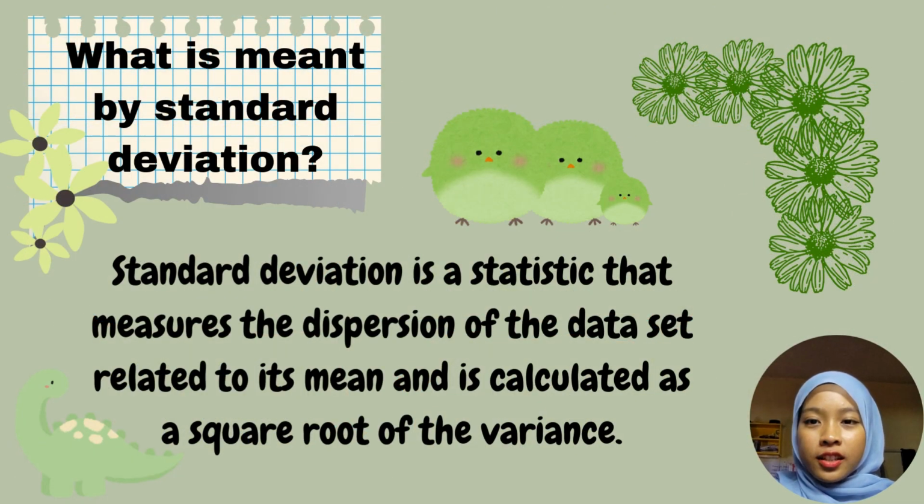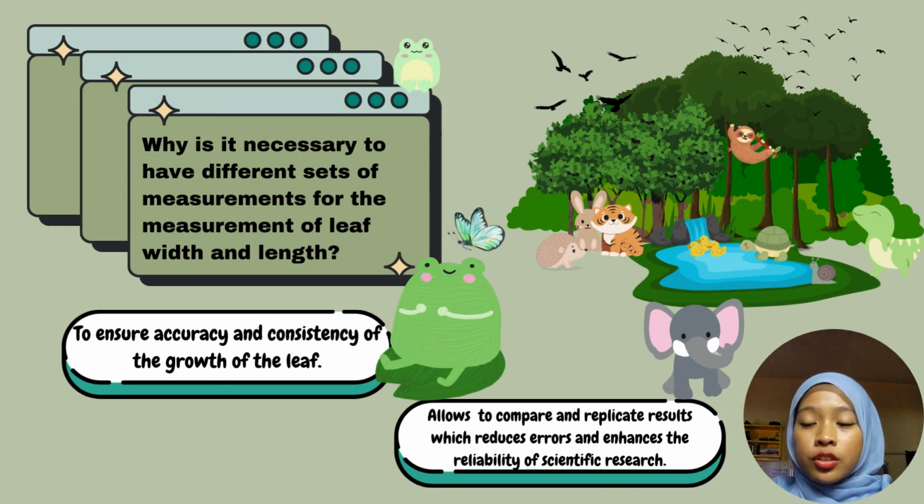Standard deviation is a statistic that measures the dispersion of a dataset relative to its mean and is calculated as the square root of the variance. To ensure accuracy and consistency of the growth of the leaf, it allows us to compare and replicate the results, which reduces errors and enhances the reliability of scientific research.